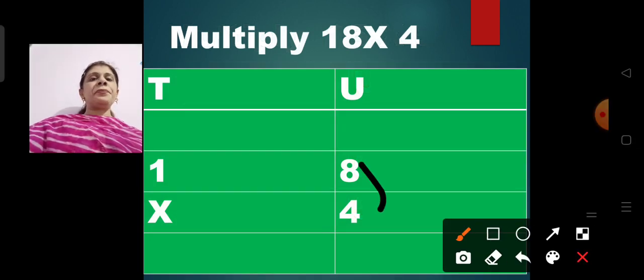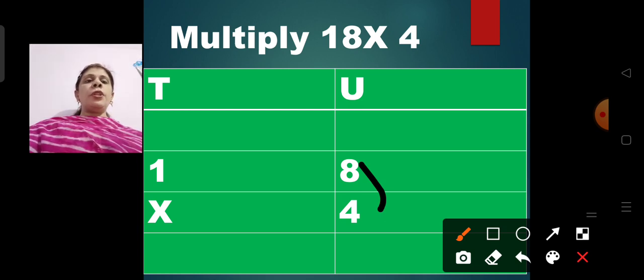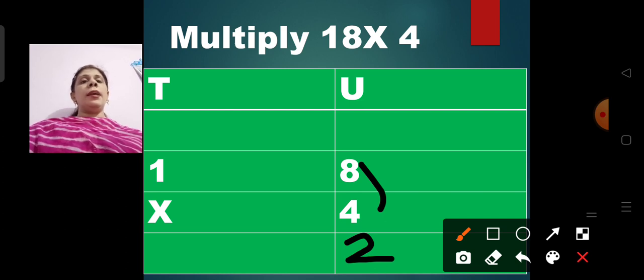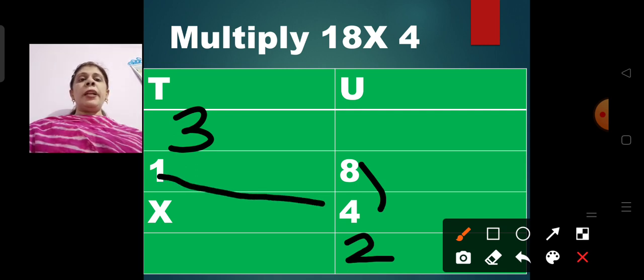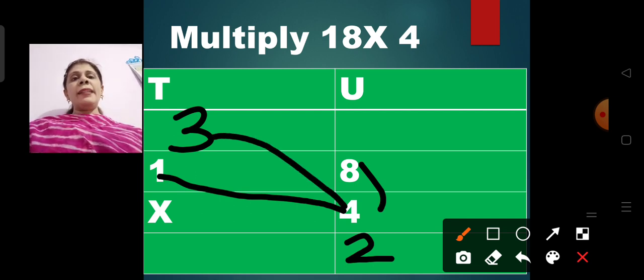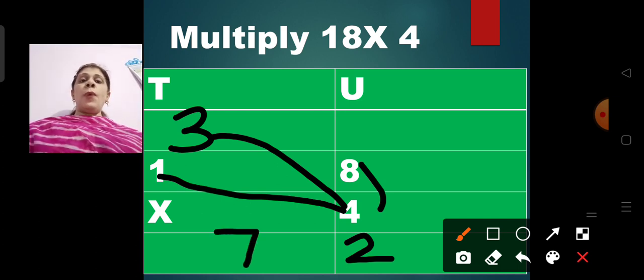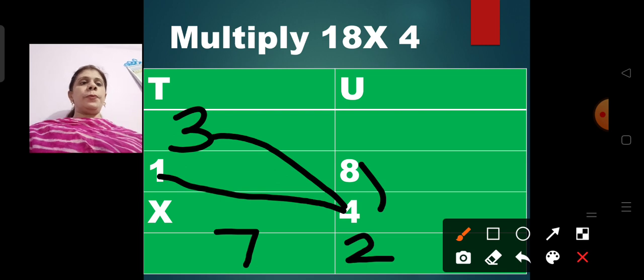8 fours: 8 ones are 8, 8 twos are 16, 8 threes are 24, 8 fours are 32. So for 32 we are going to write only 2 here and 3 we will carry over in tens place. Now we are going to multiply 1 with this 4. So 1 four is 4. Now to that 4 I will add this 3. So 4, then 5, 6 and 7. So I get my answer 7. So when I multiply 18 into 4, I get my answer 72.